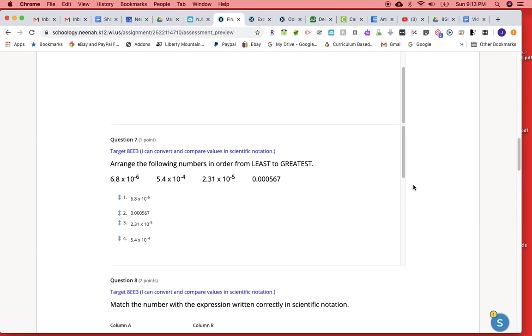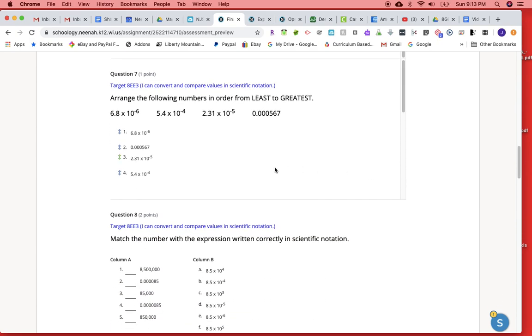All right, number 7. Arrange the following in order from least to greatest. So this time we have a mix. We have some in scientific notation and one in standard notation. So what I'm going to first do is put these in order. I want to make this last one in scientific notation, so it'd be 5.67 times 10 to the negative fourth.